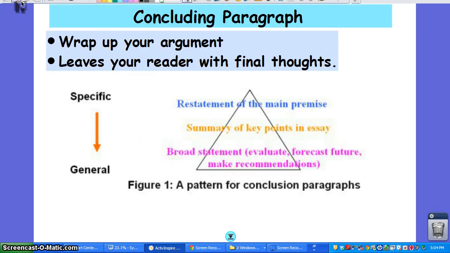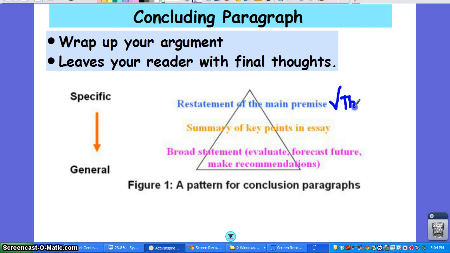Basically, a concluding paragraph is the last paragraph of your writing. It is the paragraph where you are wrapping up your argument and leaving your reader with some final thoughts. In general, your conclusion should be the reverse of your introduction. So you're going to start by restating your thesis.